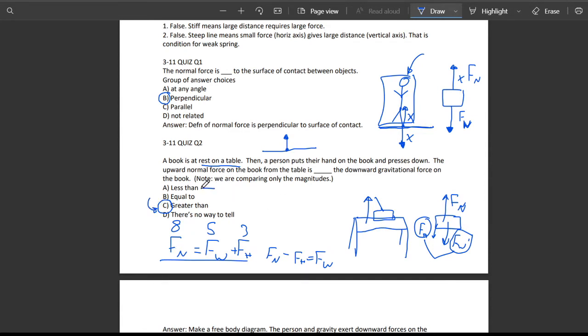Answer A would suggest that the normal force is less than the gravitational force, which would mean the book would fall through the table.